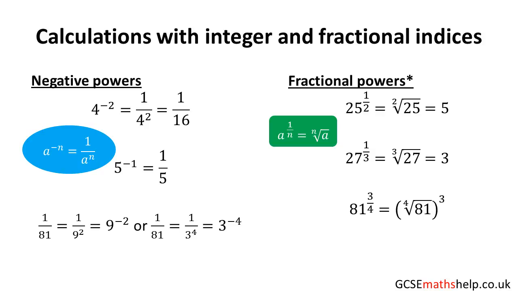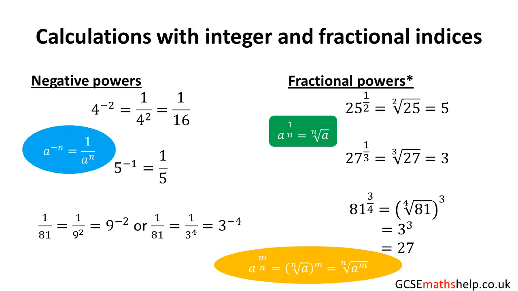We might have compound calculations to do. So for example, 81 to the 3/4, we need to split this into 1/4, which is the 4th root of 81, and then cubing that, which is 3 cubed is 27. So it's more sensible to split this up into 1/4 first and then do the power of 3, because we're making this number much smaller, making it 3.